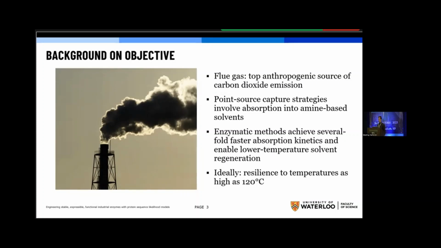So a major way to accelerate that, if we could, would be to use enzymes that can speed up that reaction significantly. And of course, as I said, the problem is that those enzymes don't tend to be stable. It's not very economically viable because those enzymes will lose activity over time if they become unfolded.